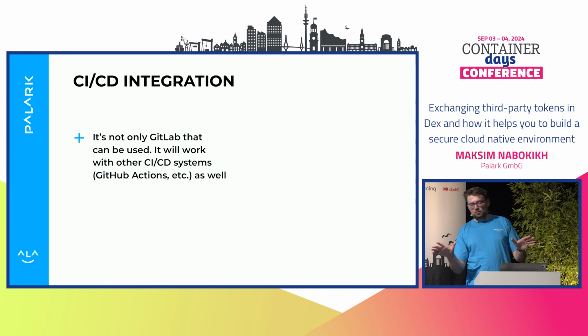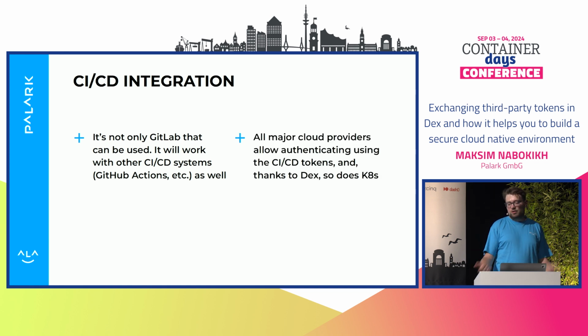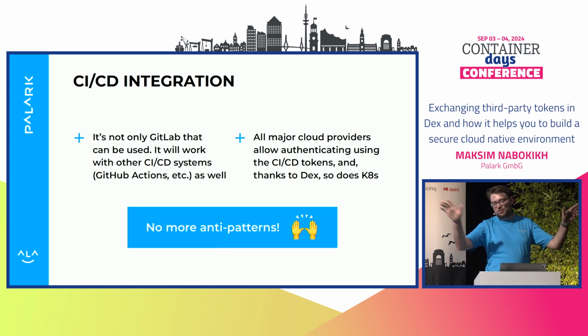It's not only GitLab, of course, that can be used in various CI/CD systems, like, for example, GitHub Actions as well, or Jenkins also. And all major cloud providers allow authenticating using CI/CD tokens. For example, you may go with a GitLab token to AWS and create machines there, but why can't you go to Kubernetes and create deployments there? With DEX now, you also can do this. And no more anti-patterns, of course.